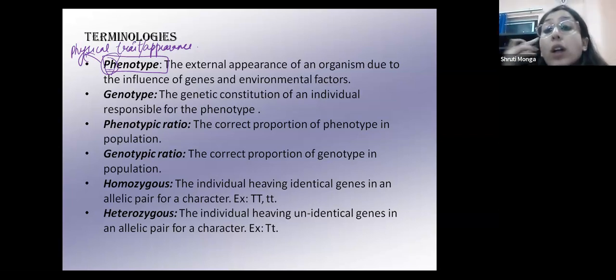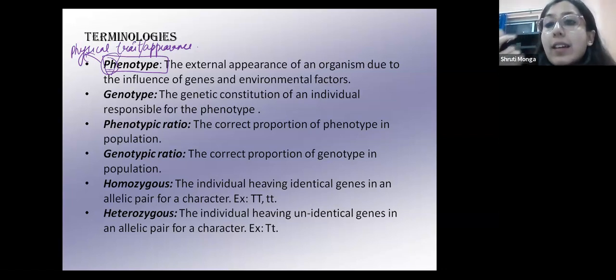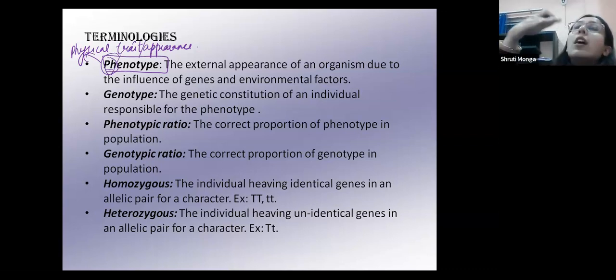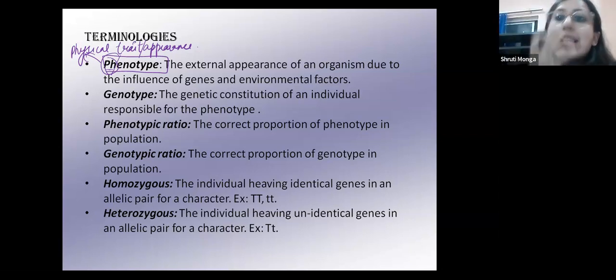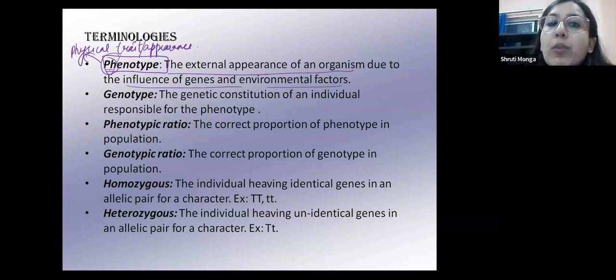What is the observable character? Like if there is a plant and the leaves are green in color, the green color is the phenotype of the plant, which I can see. So the external appearance, how an organism looks, how you describe it, that the plant is good in height, the plant has green leaves. All these observable things which you can see with your eyes, we call phenotype. The phenotype is the external appearance of an organism due to the influence of genes and environmental factors.